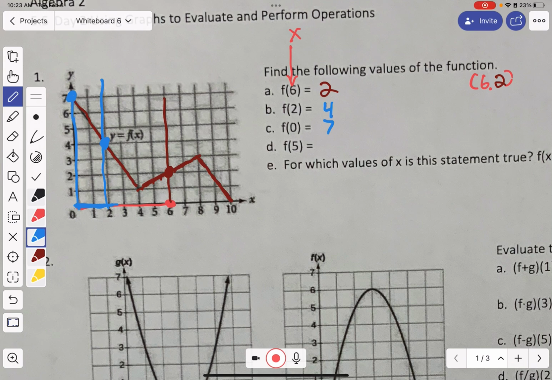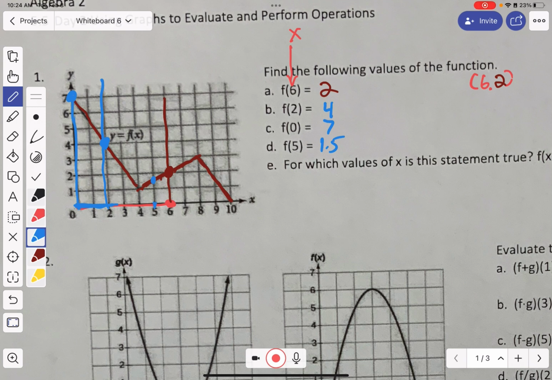It's going to be an approximate, right? So what is it about? 1.5? So 5 is here. It's about right there, so it's 1.5. And you're done. That's all that's asking you to do. That's all you have to do.